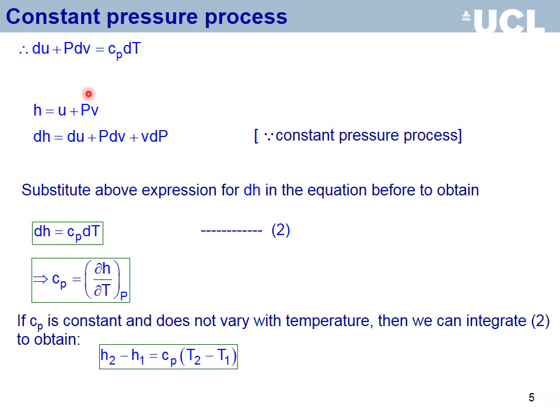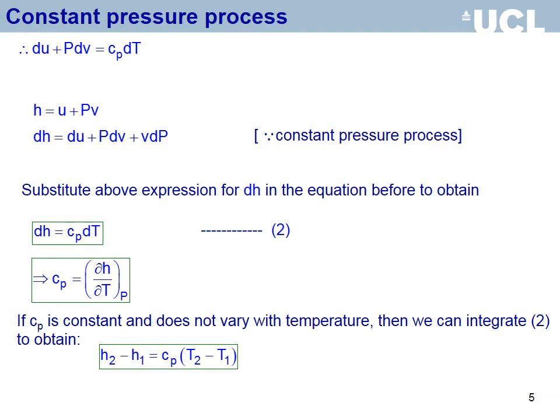So if I start with this equation here, I can differentiate both sides. On the left hand side I get dH, and then the derivative of U is du, and then I've got a product of two quantities here, so I write that as P times dv, the derivative of the second with the first held constant, plus the derivative of the first with the second held constant. This is what the chain rule is, right? So I get dH equals du plus P dv plus v dP.